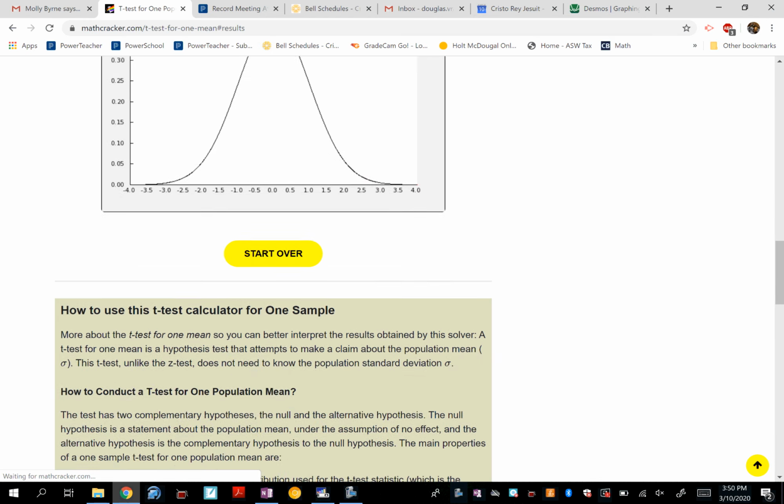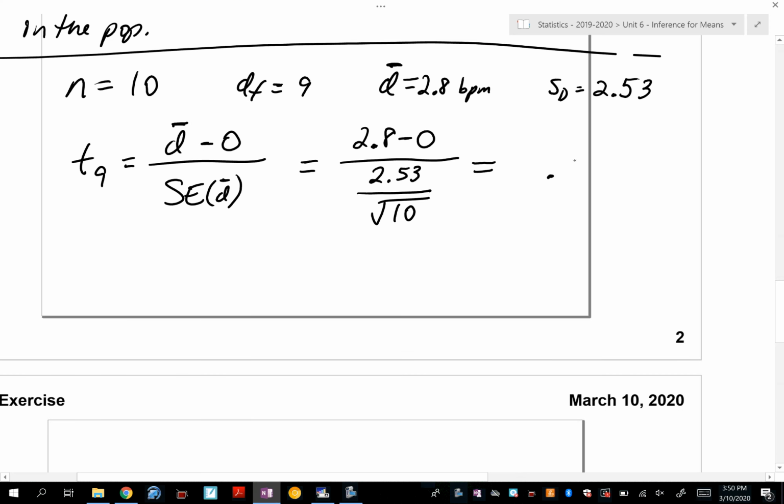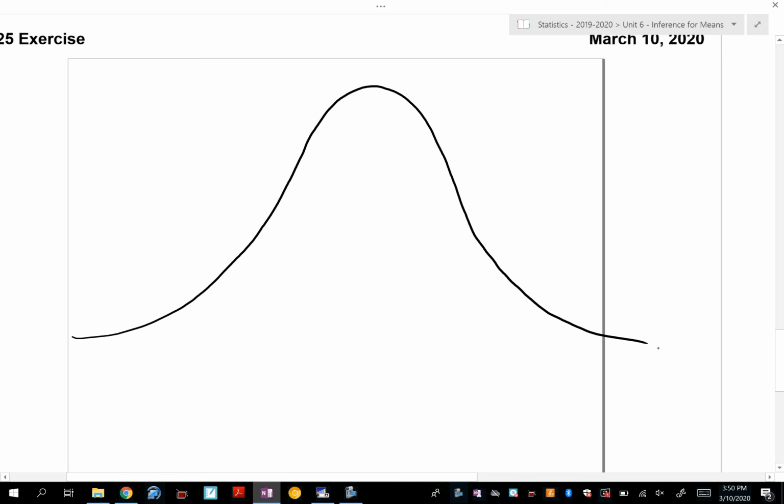All right, so our t-value here is 3.5. So let's write that down. 3.5. And if you flip over to the next page, you should have a blank slide to draw your curve. And where is 3.5 going to be? Way over here. And which way are we shading? To the right. Greater than is to the right.